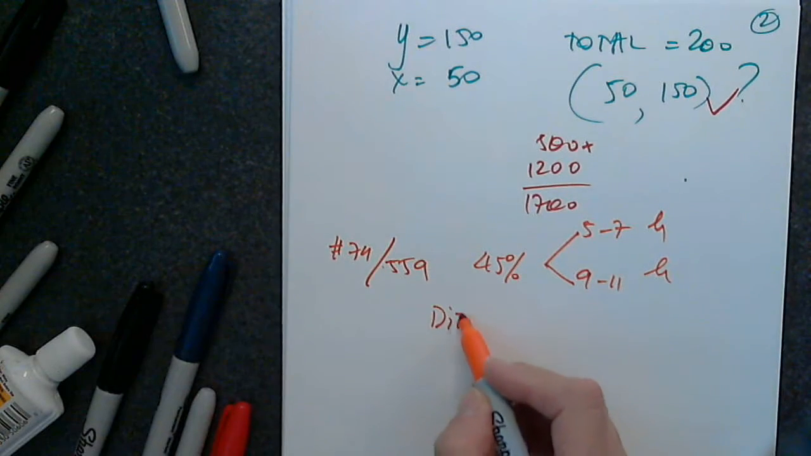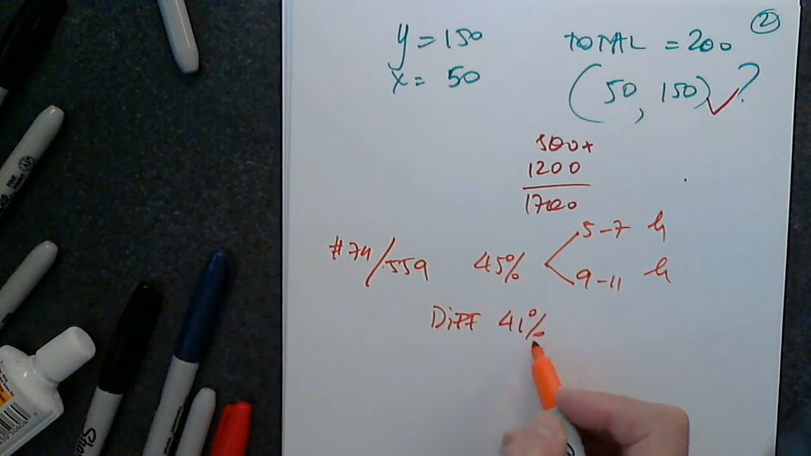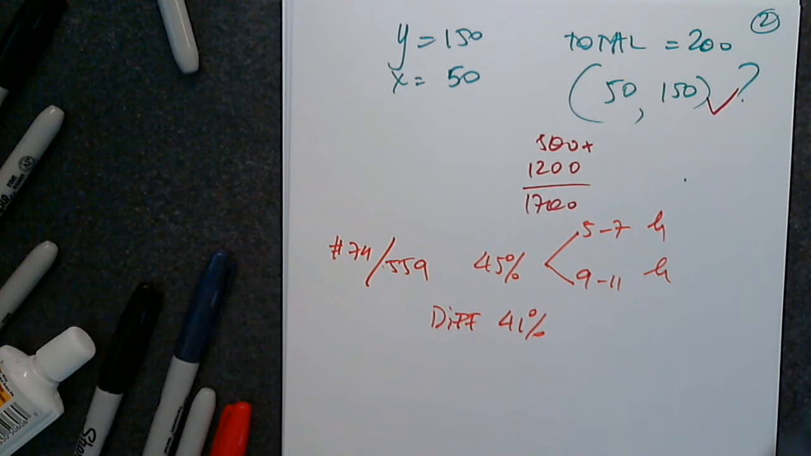So difference, 41%. Find the percentage of college students who sleep between 5 and 7 and the percentage of college students who sleep between 9 and 11.